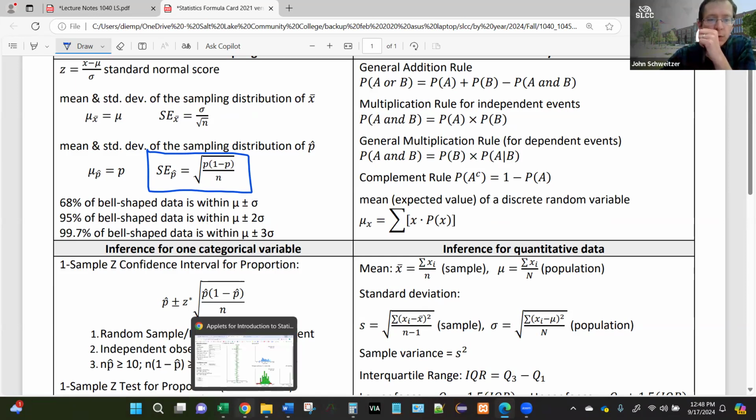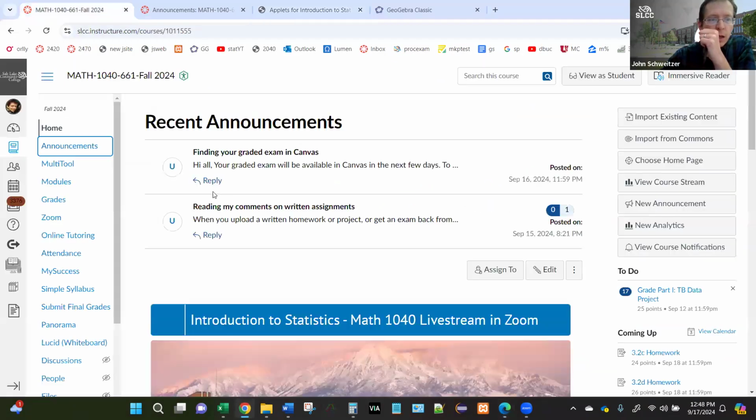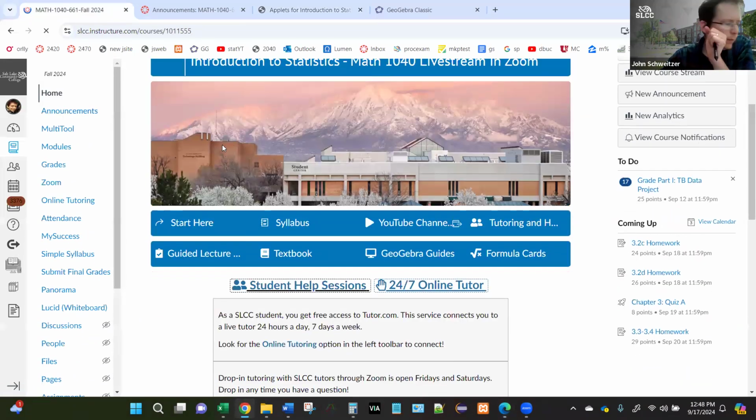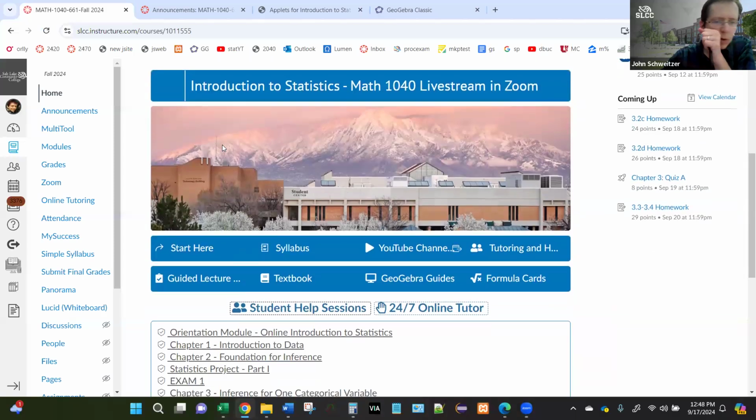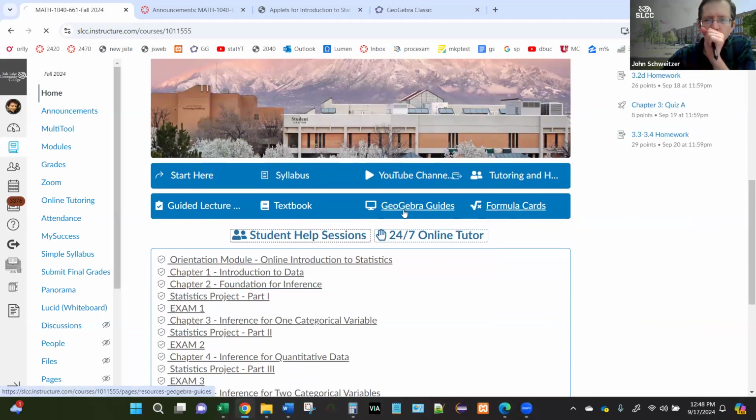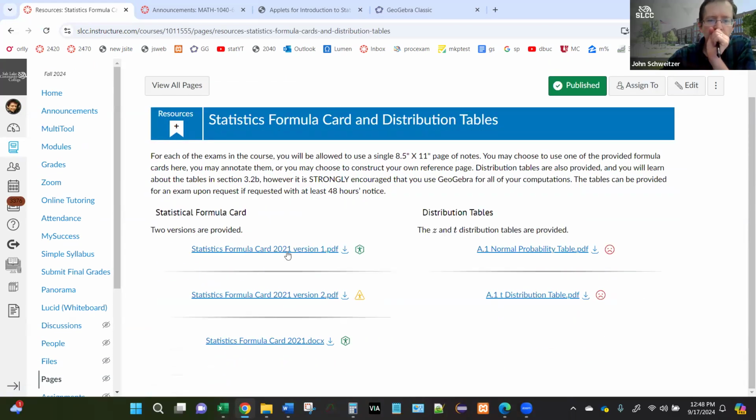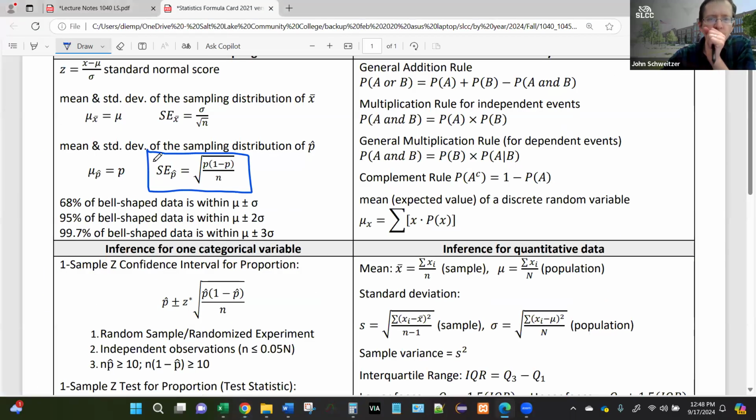You might have forgotten where this comes from, so let me remind you. On our course homepage, if you come back over here to Canvas and scroll down to where it says formula cards, if you click on that, it'll take you here to version 1. You just download that, and that's what I have here. This is the version 1 formula card.